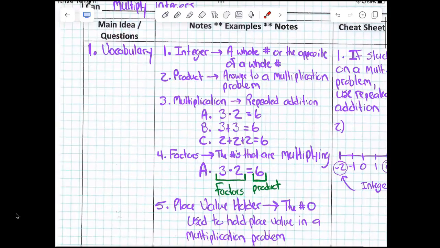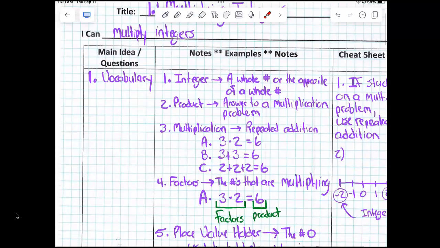All right, so we had 5 vocab words. An integer, this one right here. It's a whole number, or it is the what of a whole number? Opposite. All I ask is that you do what I'm asking you to do. Answer the questions. I need eyes up here, though. Eyes up here. We're not organizing binders.